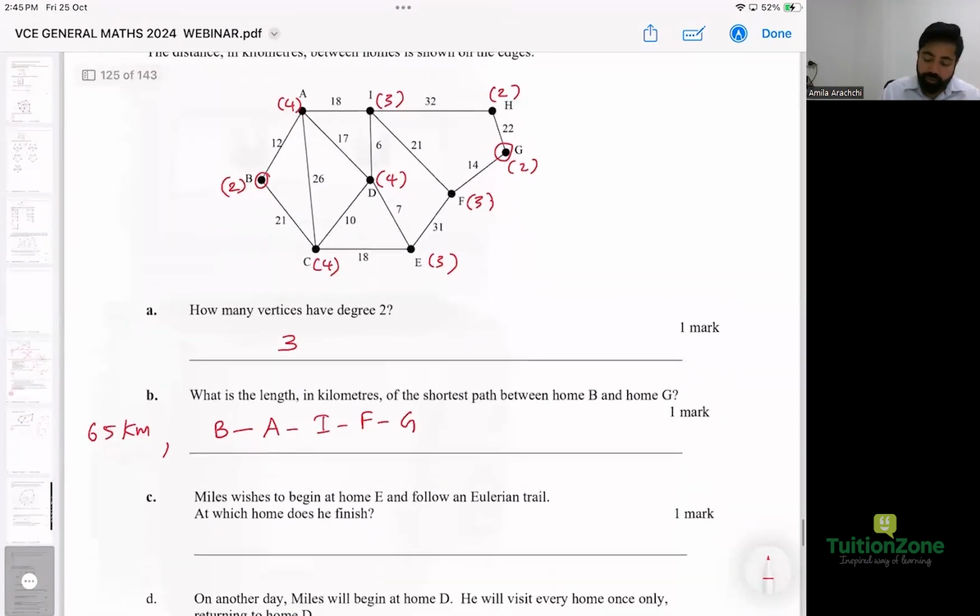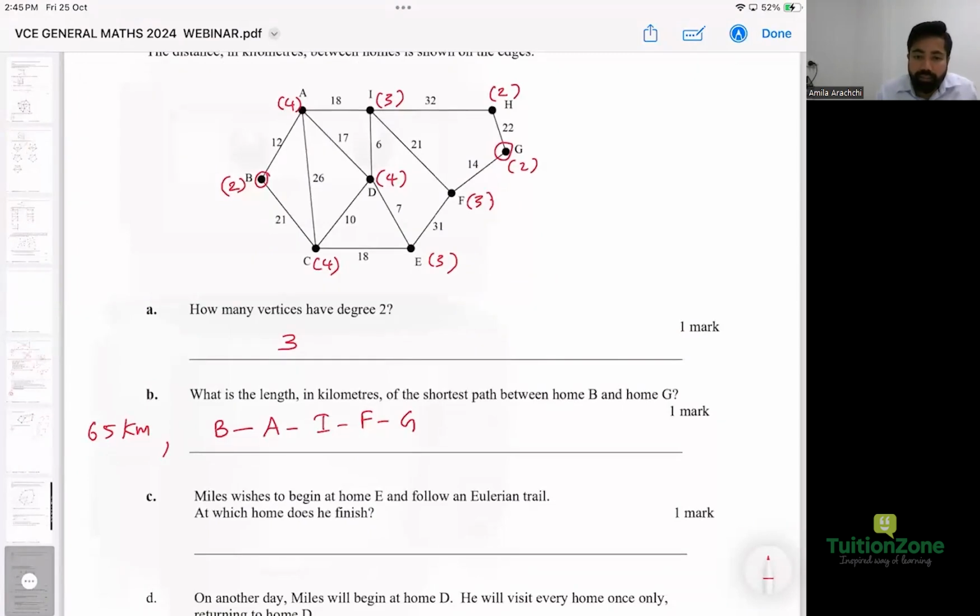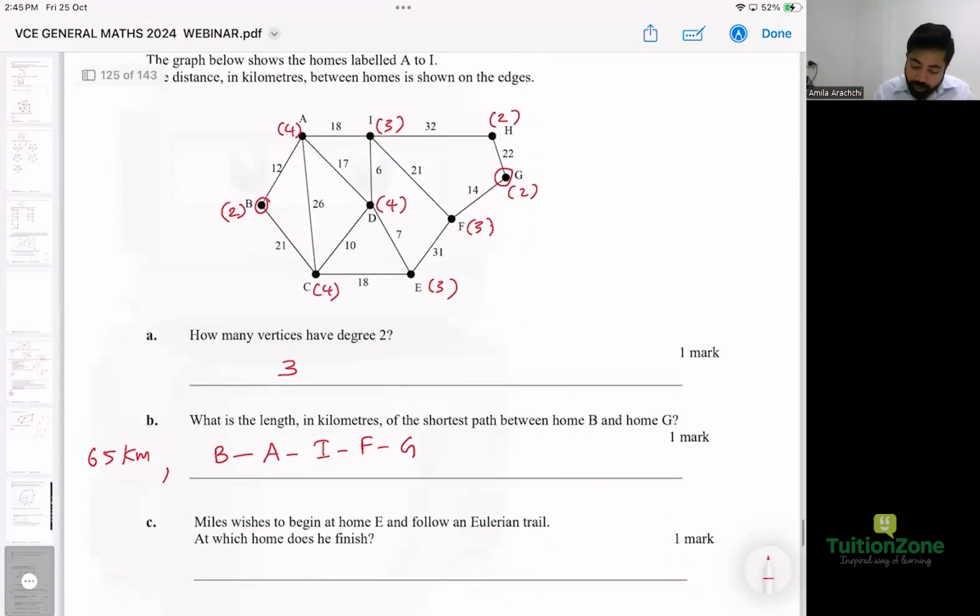Perfect. That's good. Then the Mars wishes to begin at the E, allowing Eulerian trail. So in this question, how many odd vertices you have? We do have multiple, isn't it? Yeah. So starting from the E, where's the E? It's here. Then, at which home does he finish?